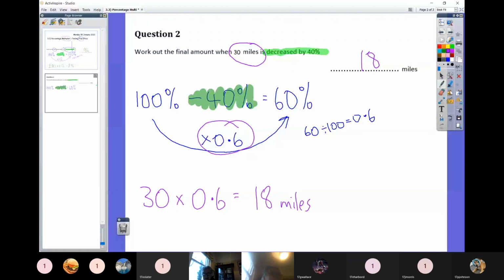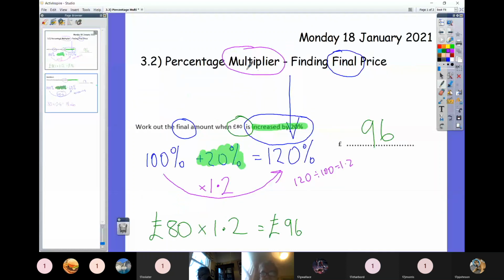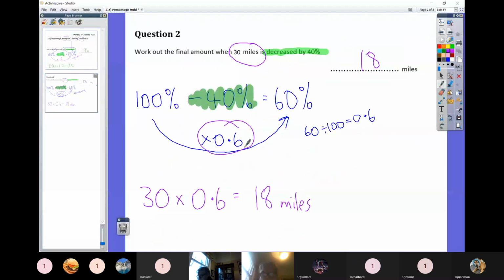So just to recap, because I can see some of you joined the meeting a little bit late. All of these today, we are going to be working out the final price. So we're going from left to right. We know the original price, that's given in the question. We're doing something to that original price, and that's giving us the final price. So all of these are going to require us multiplying. Now we're going to be multiplying by something bigger than 1 when we want to increase, and we will be multiplying by something less than 1 when we want to decrease.